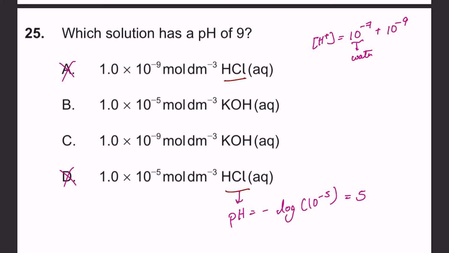So for option B, pOH is minus log of OH minus. The OH minus concentration is 10 to the power minus 5 because KOH is a strong base.